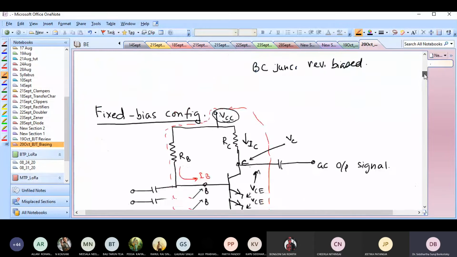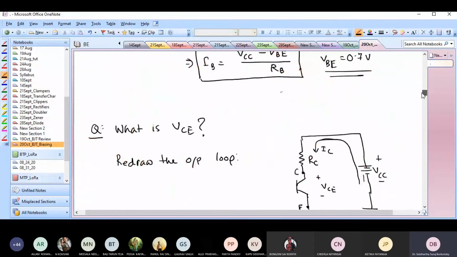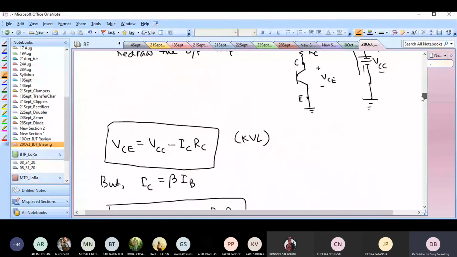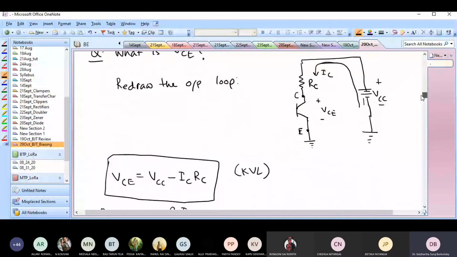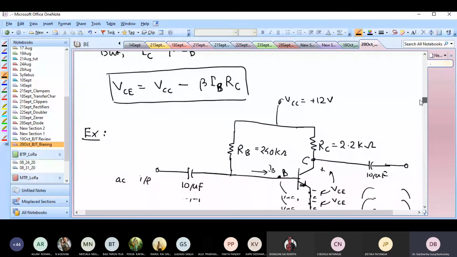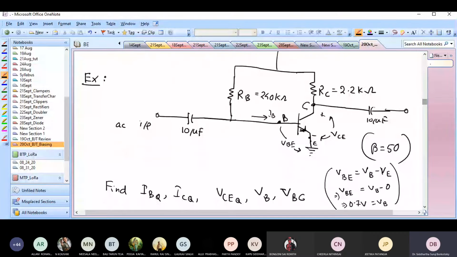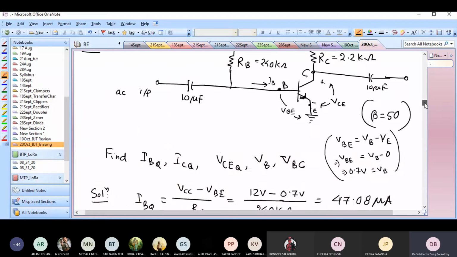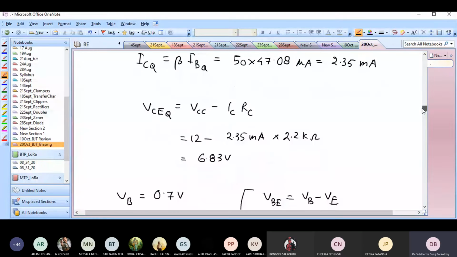Right? So everybody clear till this point? This is the most basic analysis, and everything else we do is just a repetition of this. Okay, so hopefully everybody has understood it. Now we did one example, and in that example it is the same thing. Everything was the same except that we were given some numbers for these resistors and the VCC, and then we applied the exact same analysis to find out these values.